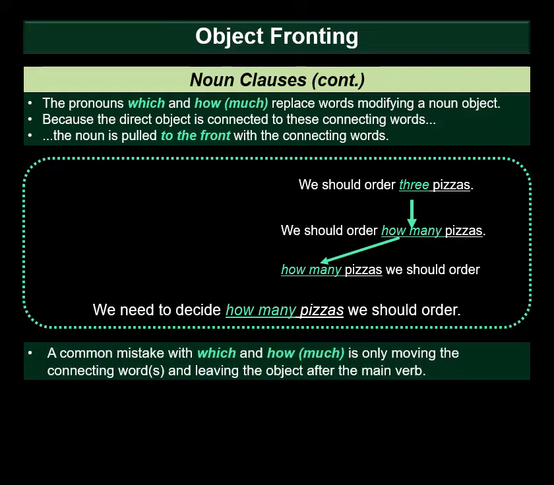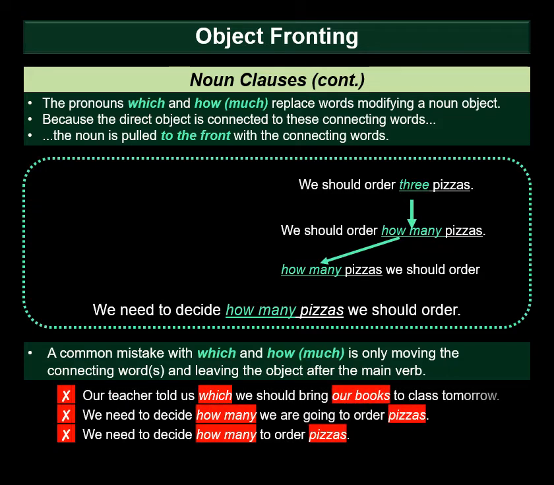A common mistake with which and how much, how many, is only moving the connecting word and leaving the object after the main verb. So our teacher told us which we should bring our books to class tomorrow. No, our teacher told us which books we should bring. We will need to decide how many we're going to order pizzas. No. We need to decide how many to order pizzas. Again, no. How many pizzas to order.